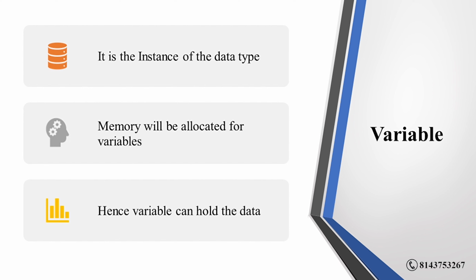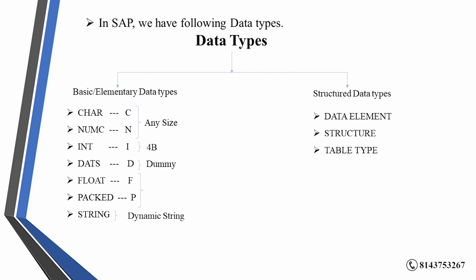A data type is a skeleton and a variable is the instance of a data type. So a data type does not hold any memory or store any value, but a variable stores a value and is allocated some memory. That's why a variable holds the data. So what are the different data types that exist in ABAP?